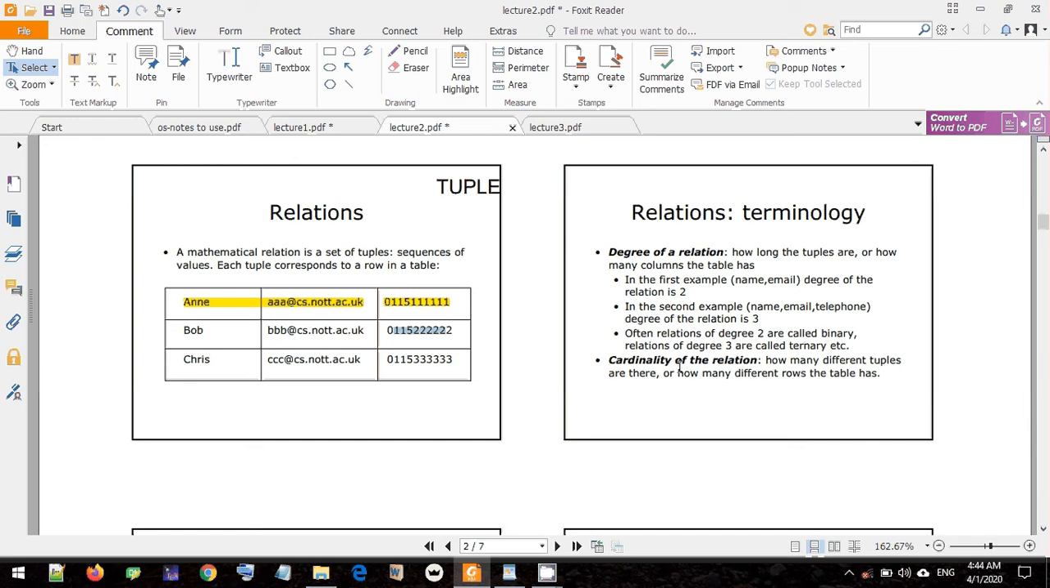The cardinality of a relation describes the number of tuples present in the relation. Now let's use the same relation as our example. How many tuples or how many rows do we have? 1, 2, and 3. We have three tuples, meaning the cardinality of this relation is equally 3.